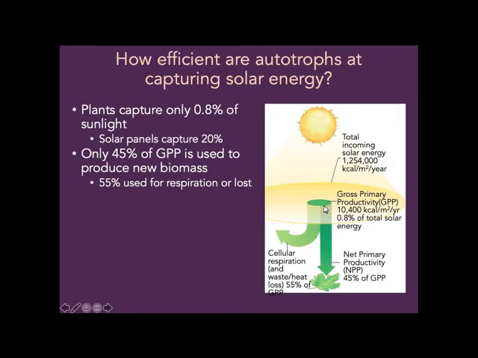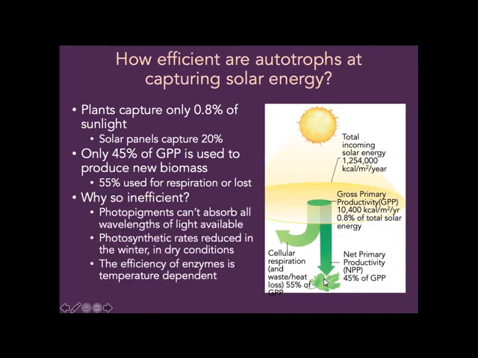So the sun shines this much, the plant only receives this much, and then half of that goes to cellular respiration, and the other half is put into making more plants. So yeah, only 45% of GPP is used to produce new biomass. Why are plants so inefficient?